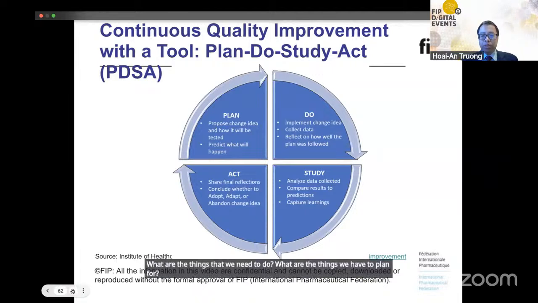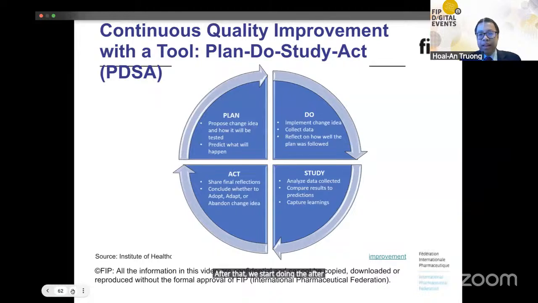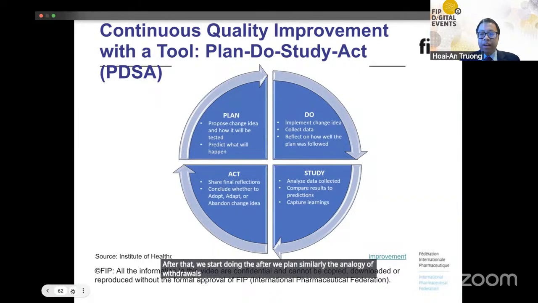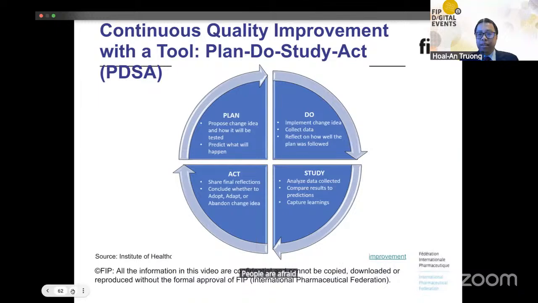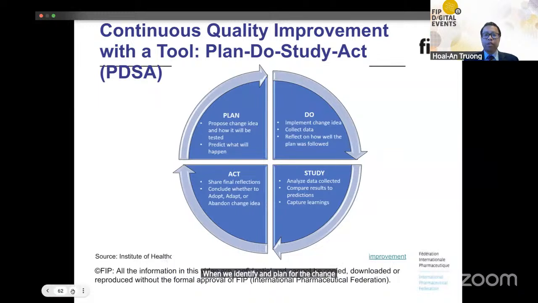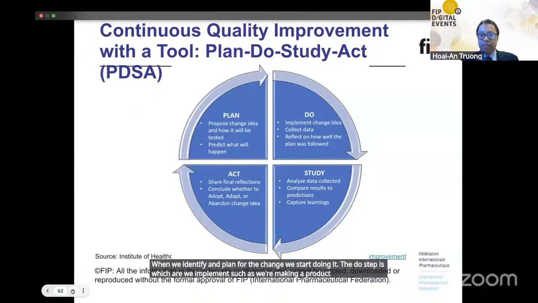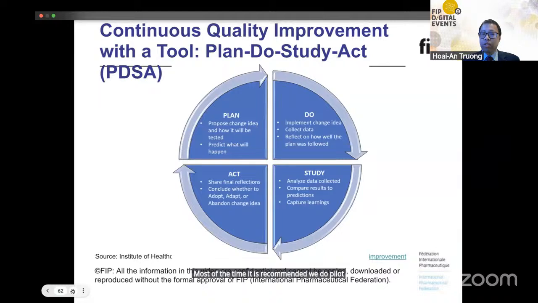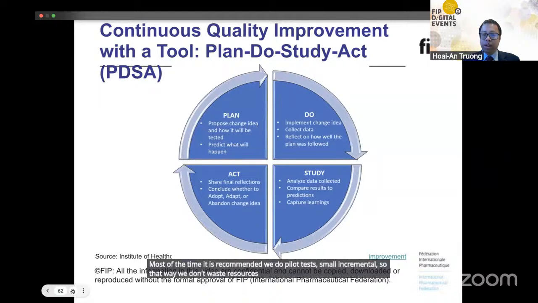After that, we start doing things. After we plan, the analogy I would draw is you come up with a list of problems of the patient, whether it's a side effect, drug reaction, drug-drug interaction, or in the case of a population, what are the problems? People not washing their hands, people afraid of getting a vaccine because of its side effects. What is the problem? How do we address that? Once we identify and plan for the change, we start doing it. The do step is where we implement, such as making a product, doing it differently, and testing it out. Most of the time, it is recommended we do pilot tests, small and incremental, so that we don't waste resources, whether or not we know it's working.